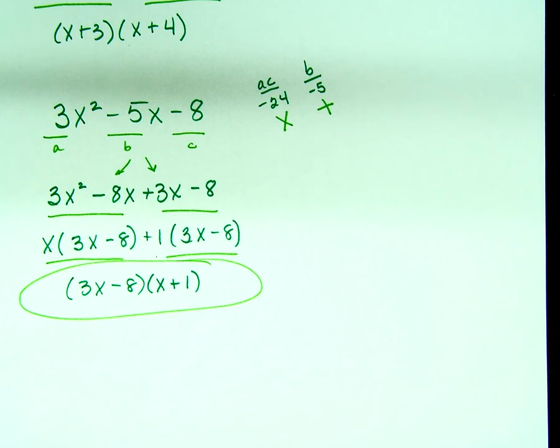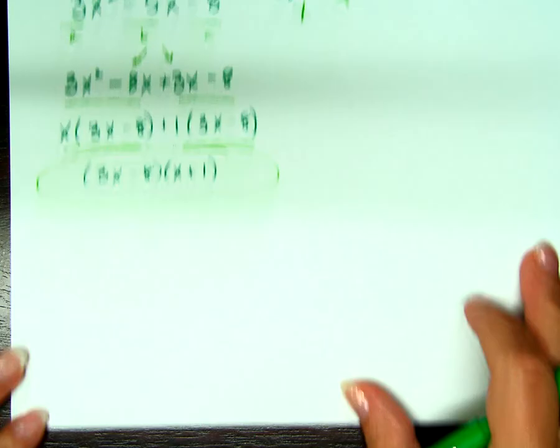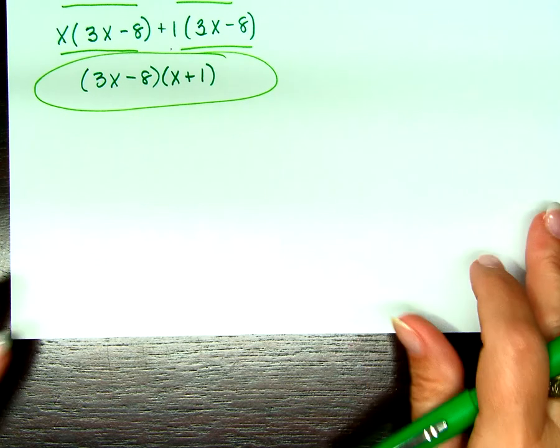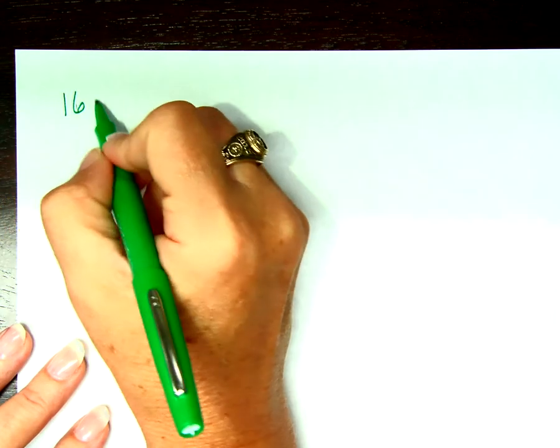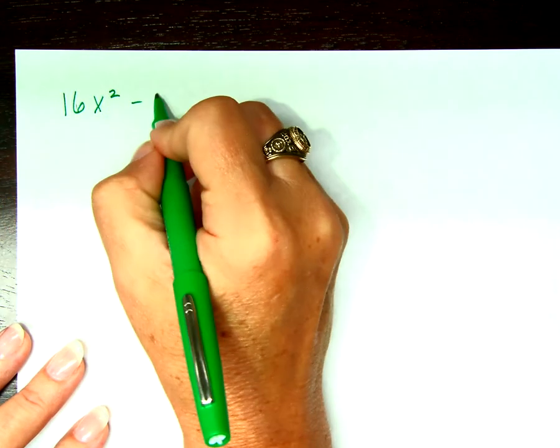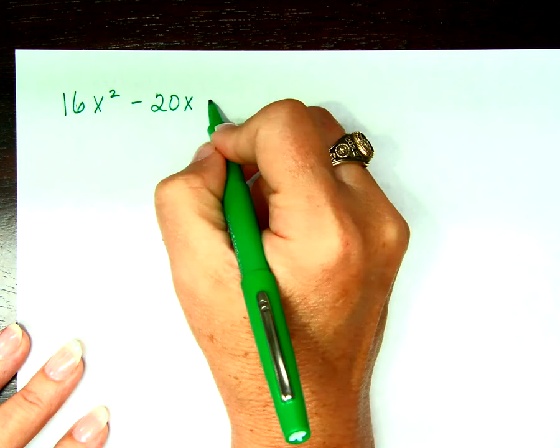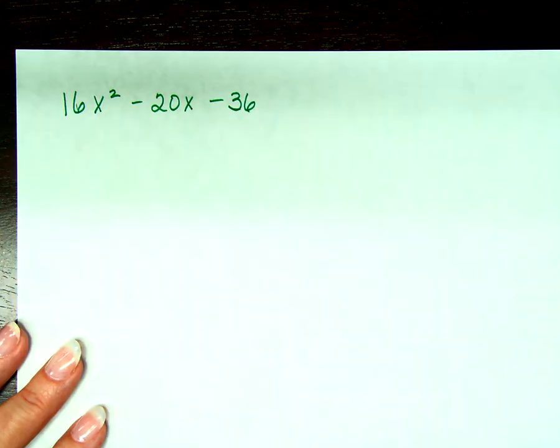Okay. Does it get harder? Yes. And I would be not very kind if I just threw you to the wolves. Okay? So I'm going to do one for you, maybe even two. Actually, I think I will do two. I'm going to do two that are a little bit tougher. You ready? 16x squared minus 20x minus 36.